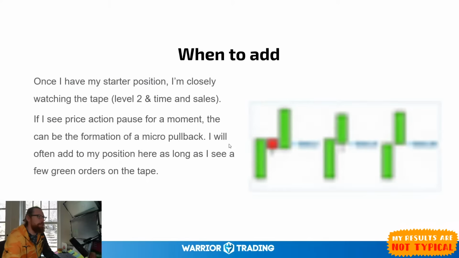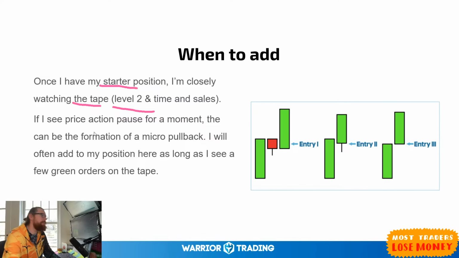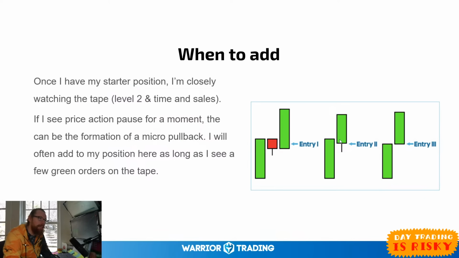So another example here could be talking about when to add. All right, so once I have my starter position, I'm closely watching the tape, the level 2, time and sales. And what I like to see is these sort of squeezes up and then a momentary pause. That momentary pause can be the formation of a micro pullback, as you see right here. Pops up, it pulls back just for a second. That's an opportunity to add. It tries to let shorts off the hook, and then they're not off the hook, and off it goes, pulling away.